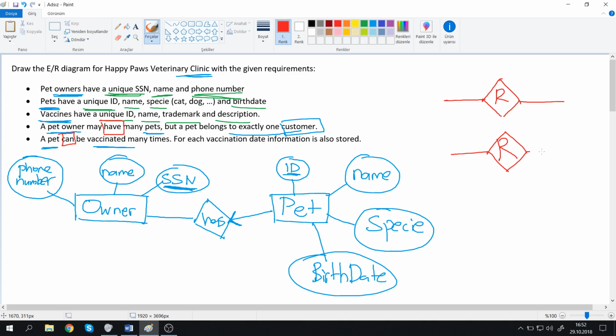If it is a one-to-one relation, we would have arrows directed towards the relation. So we would have the entities here, let's say E1 on this side and E2 on this side. Arrows are never towards the entities in our notation. They are always towards the relation.